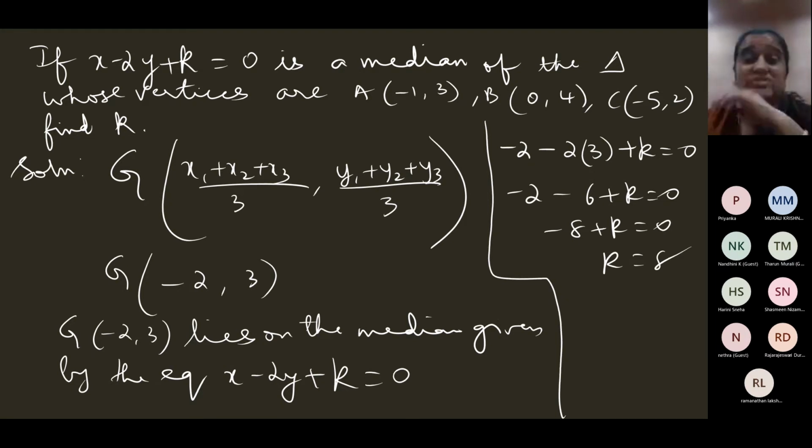So when you read this question, what you should understand is you are given the equation of a median. You should find the value of k. That means you should substitute for x and y, and that x, y which you're going to substitute should lie on this line, this median. And which is that point that lies on the median? The coordinates of the centroid. That's why we found that.